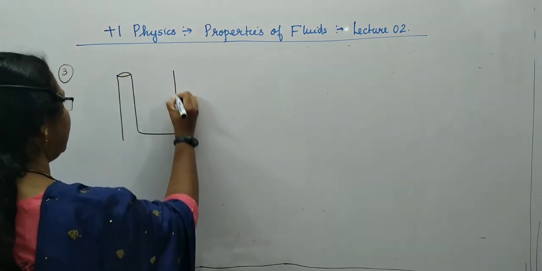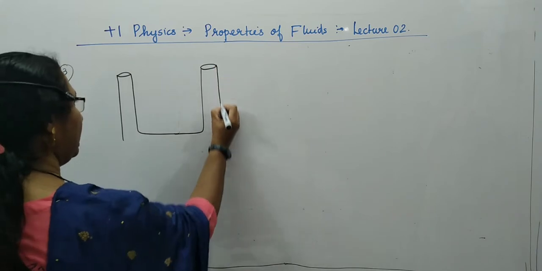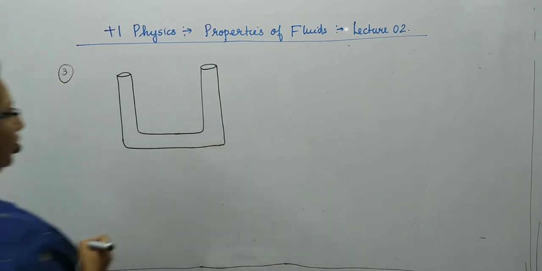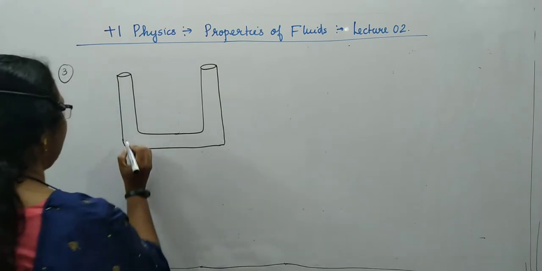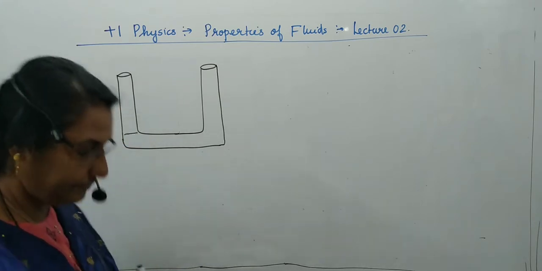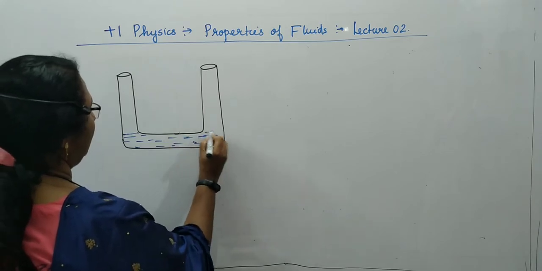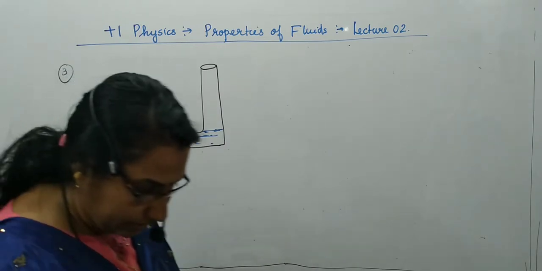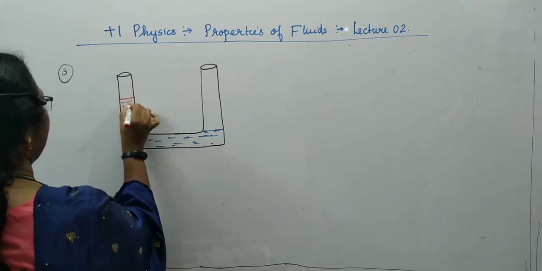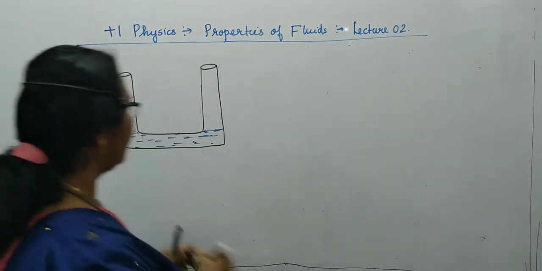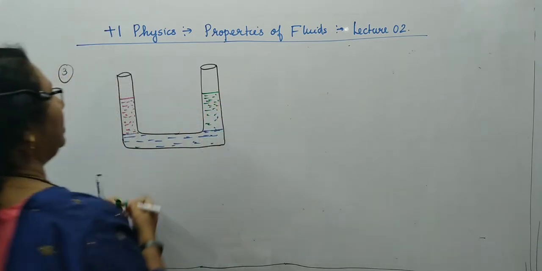There is a U-tube like this. In the next question, there is a U-tube like this. And three immiscible liquids are filled here in such a way that the first liquid, this is the first liquid, is filled like this. The second liquid is filled like this. Okay. And the third liquid is filled like this. It is filled like this.